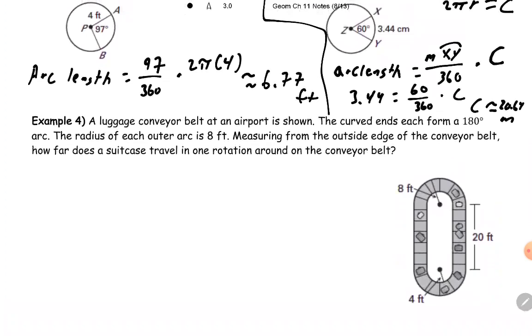Alright, a luggage conveyor belt at an airport is shown. The curved ends each form a 180-degree arc. The radius of each outer arc is 8 feet. Measuring from the outside edge of the conveyor belt, how far does the suitcase travel in one rotation around the conveyor belt? So basically, they want you to find the distance around this object here.